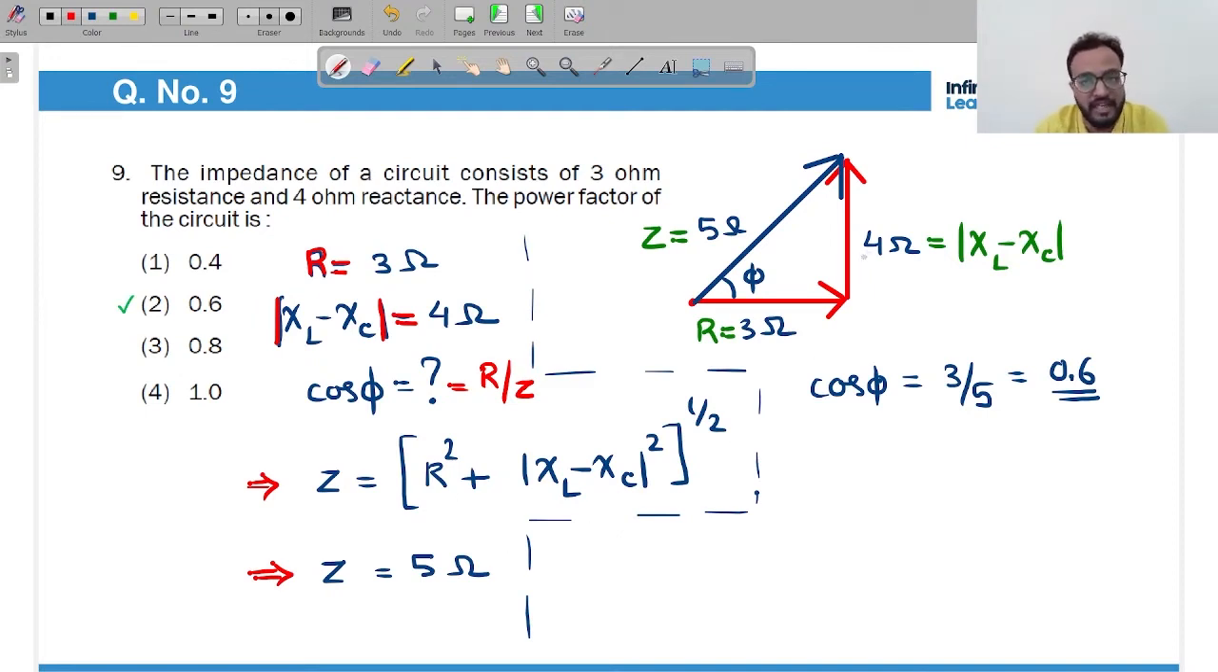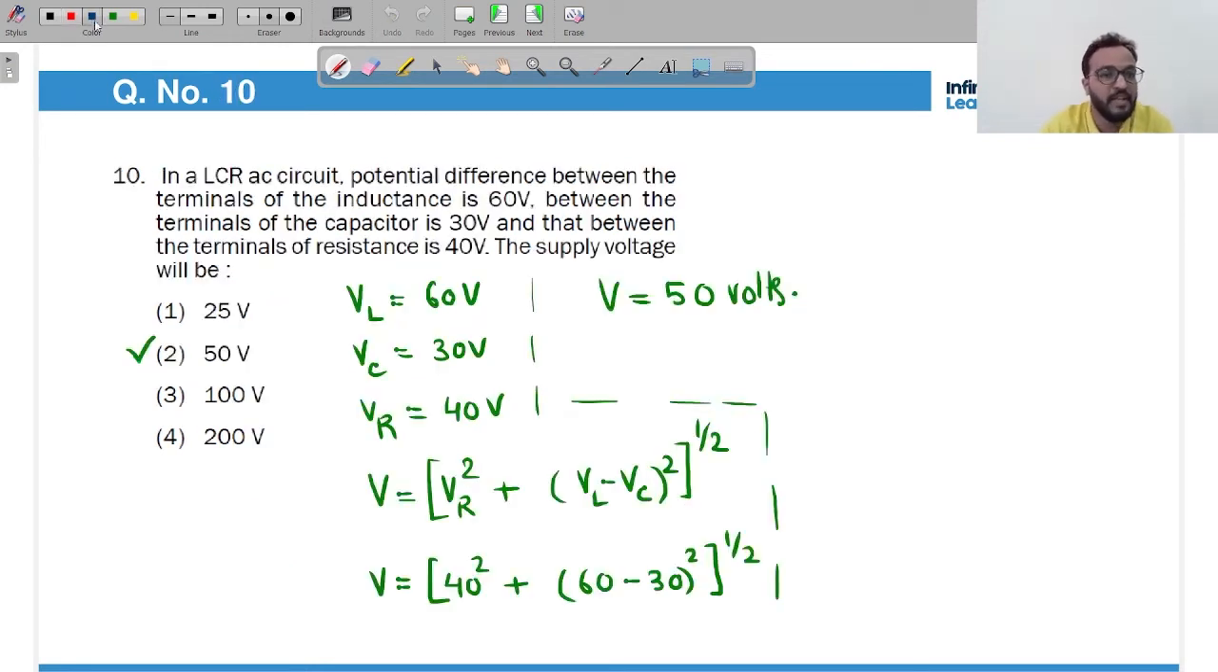Now you can draw this triangle as well, the vectorial representation, right? Yes or no? Okay. So the base is 3 ohms, the perpendicular is 4 ohms, and the hypotenuse is 5 ohms. What is cos phi? Base upon hypotenuse, 3 by 5, that is 0.6. So this is how you will get your answer. Got it? Question number 10.